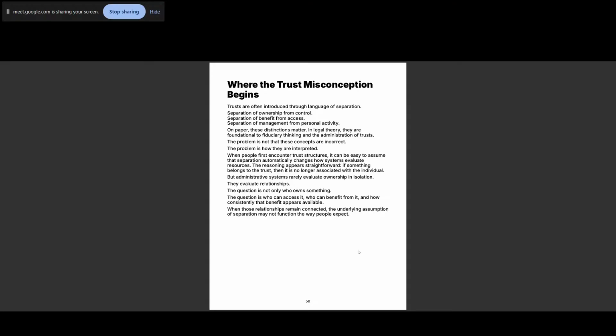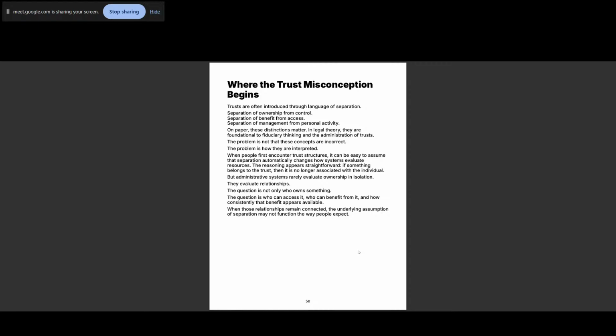Where trust misconception begins. Trusts are often introduced through language of separation. Separation of ownership from control, separation of benefit from access, separation of management from personal activity. On paper, these distinctions matter. In legal theory, they are foundational to fiduciary thinking and the administration of trusts. The problem is not that these concepts are incorrect. The problem is how they are interpreted.